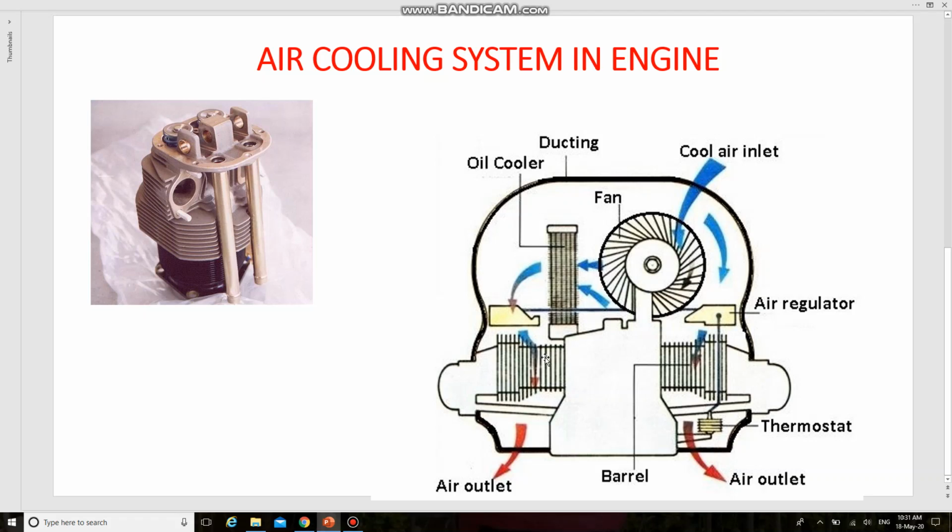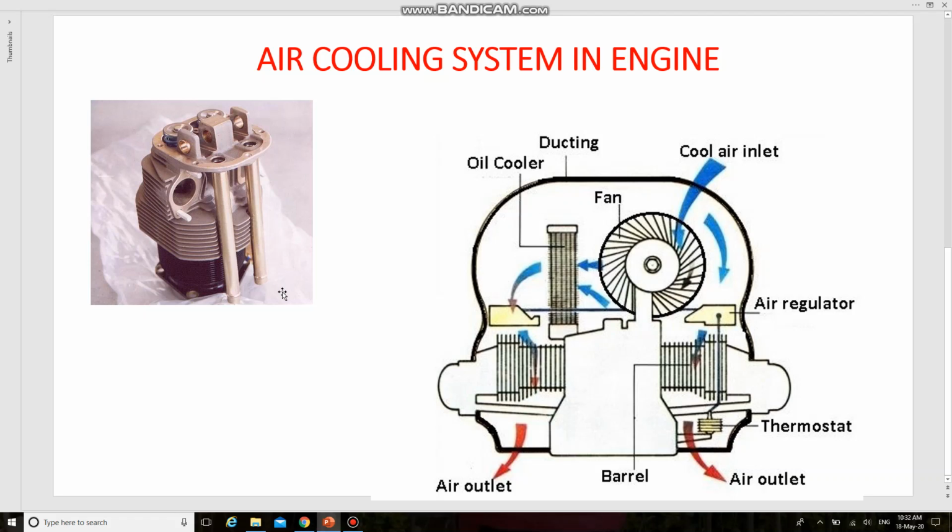The amount of heat dissipated is based on the following factors: the surface area of metal in contact with air, the rate of air flow, the temperature difference between the heated surface and the air, and finally the conductivity of the metal. Okay, let us see what are the components involved in the air cooling system of an engine.